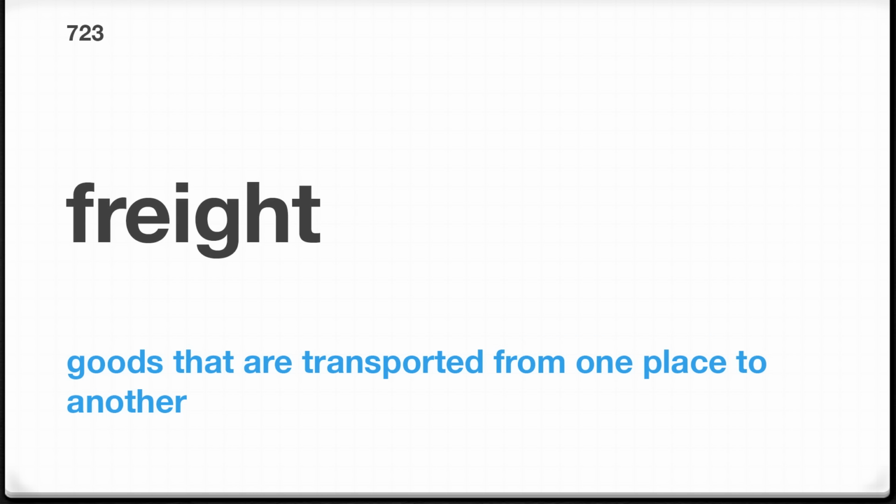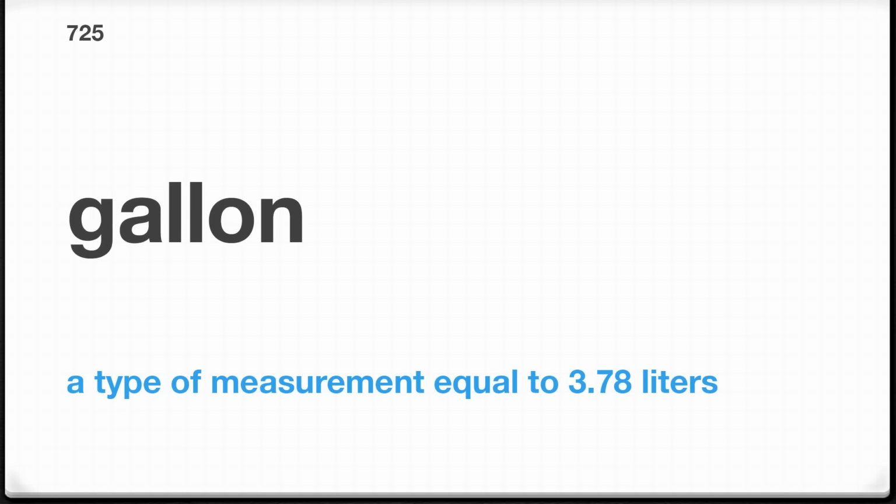Goods that are transported from one place to another. Freight. To cook in a pan. Fry. A type of measurement equal to 3.78 liters. Gallon.